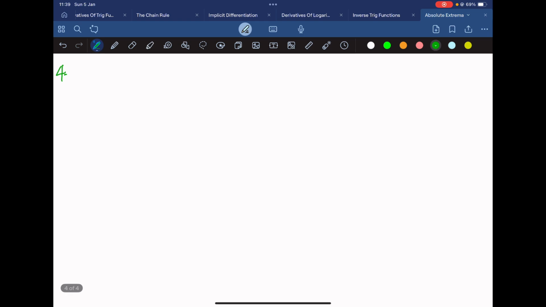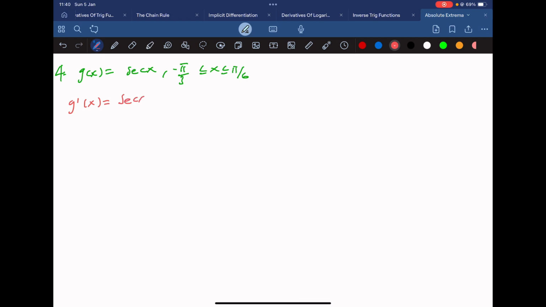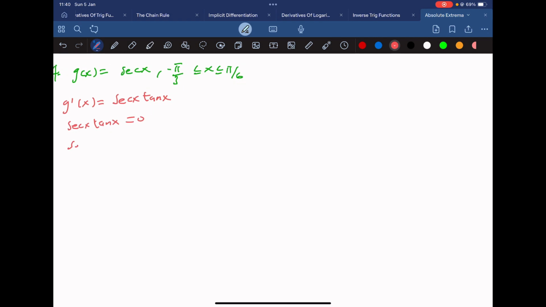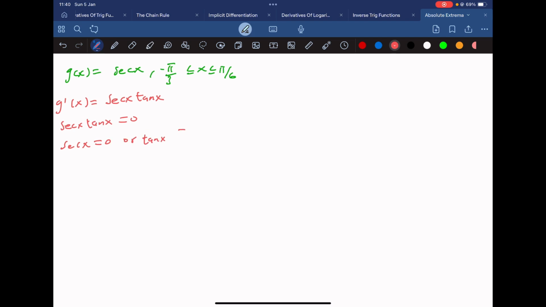So for this question, let's say we have g of x is equal to sec of x between negative pi over 3 and pi over 6. So we use the same idea. We differentiate. Now if we differentiate secant, you get sec x tan x. So you have to set this equal to 0. So sec x tan x equal to 0 is basically sec x equal to 0 or tan x is equal to 0.